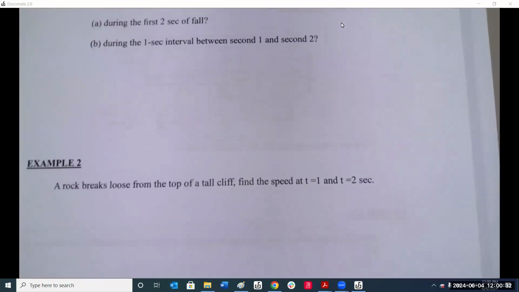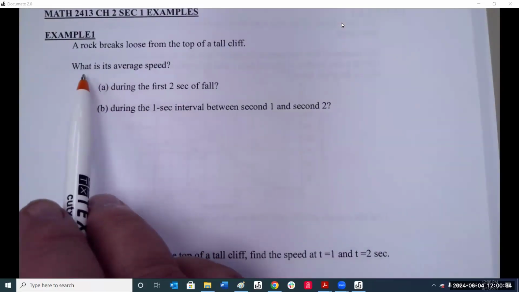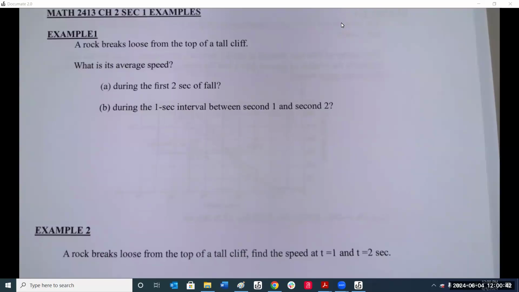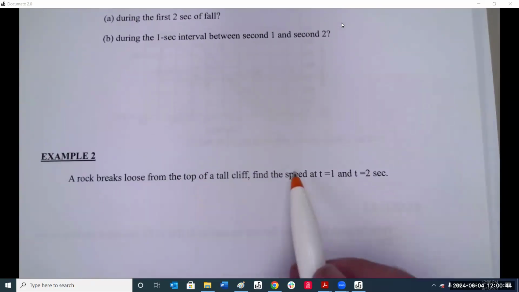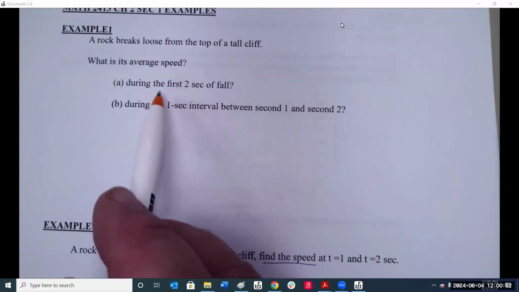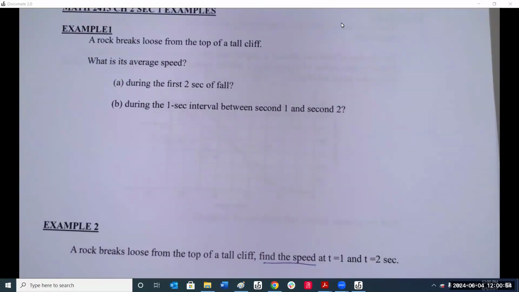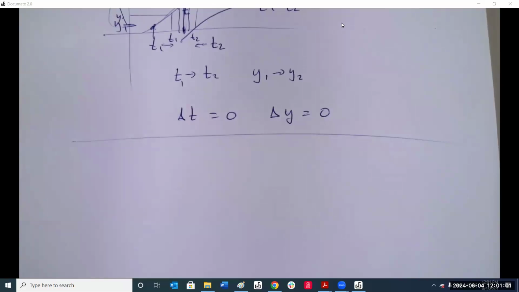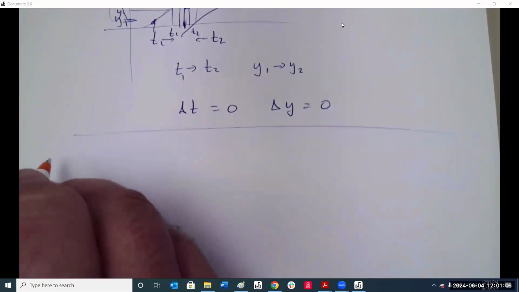I just read what it said. Example 1 says, what is the average speed of this object? What we're looking for in example 2 is, what is the speed between that interval? A is looking for the average speed, which is the fraction we're looking at. And 2 is looking for the actual speed itself. So that's what the problem is, what we have to look at. So example 2.